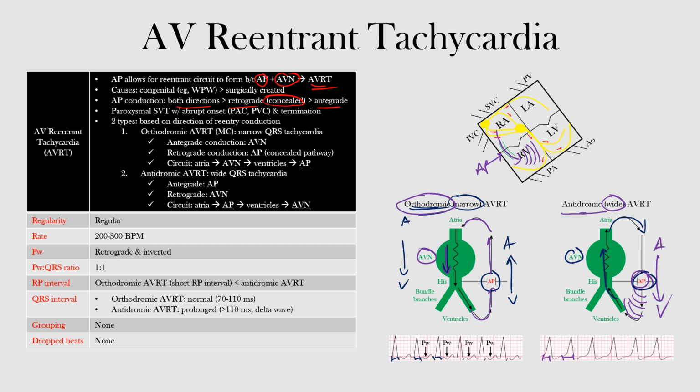Okay, so remember, AVRT is a form of paroxysmal supraventricular tachycardia. Okay, has an abrupt onset and it has an abrupt termination. Okay, now we mentioned the two types that are based on the direction of the reentry mechanism. We had the orthodromic, and then we had the antidromic. Remember, orthodromic results in these narrow QRS complexes, and it has antegrade conduction down the AV node and retrograde conduction through our accessory pathway. Okay, so remember that retrograde conduction through the accessory pathway is what we see in the concealed pathway. So the circuit is from the atria to the AV node to the ventricles to the accessory pathway, and then it goes to the atria and then continues this cycle.